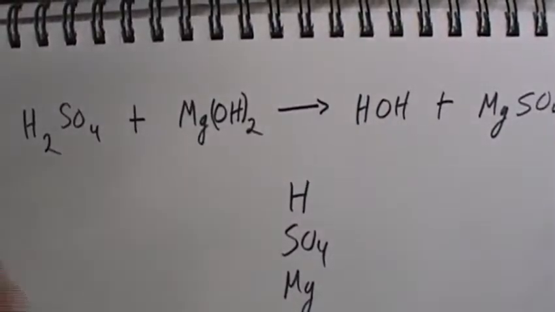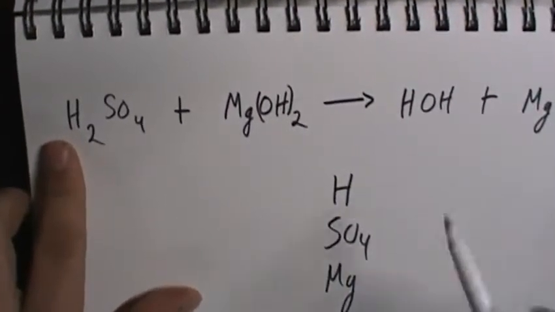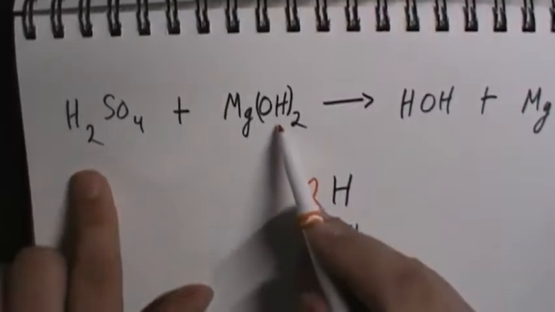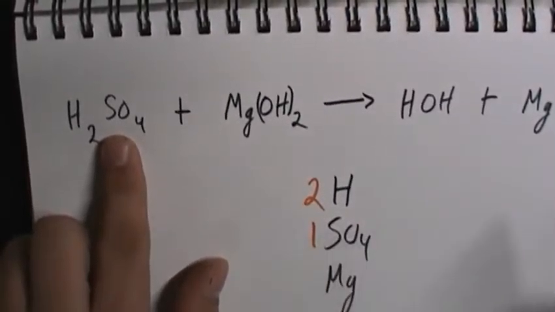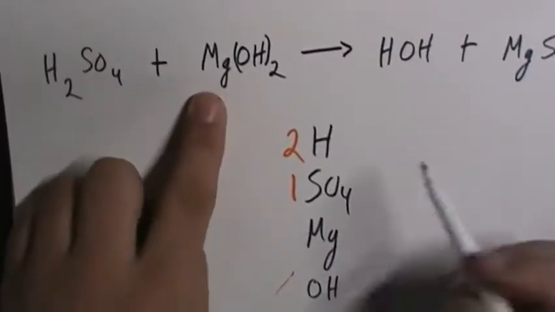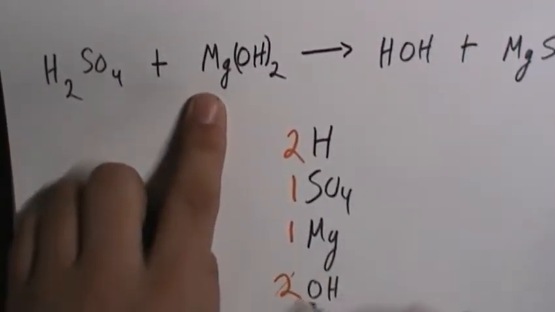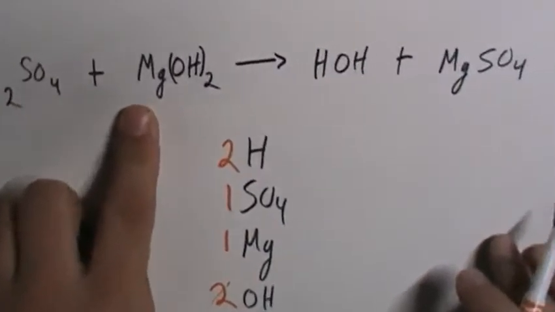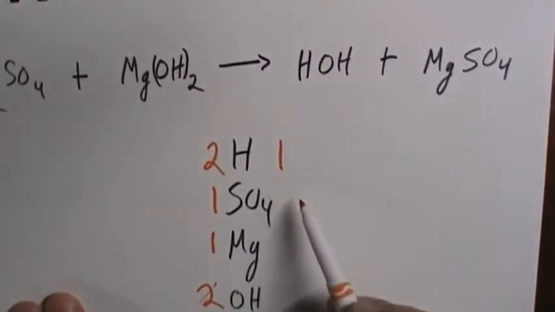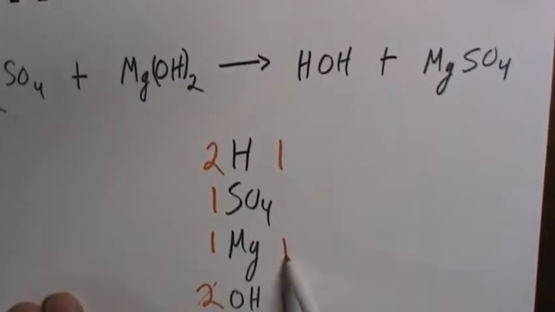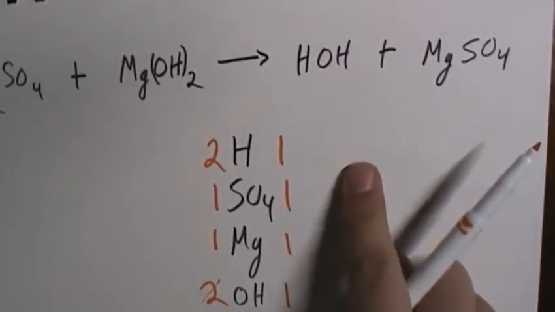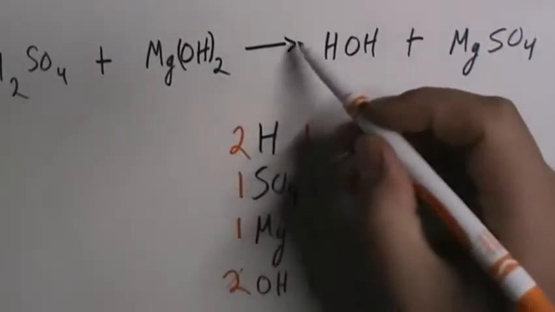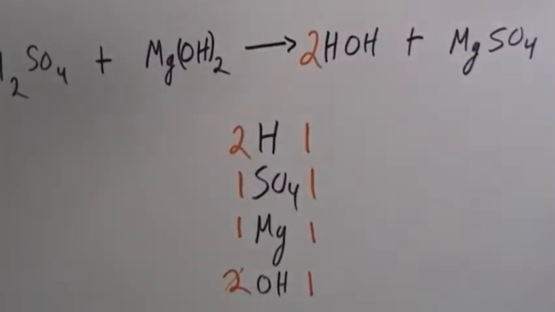So now let's go through and count. There are 2 hydrogens going in, not counting these 2 because they're part of hydroxide. There's 1 sulfate going in. There's 1 magnesium and 2 hydroxides. Coming out of the reaction, we have 1 hydrogen, 1 hydroxide, 1 magnesium, and 1 sulfate. So I need more hydrogens and hydroxides on the left, and conveniently, they are both the same formula.